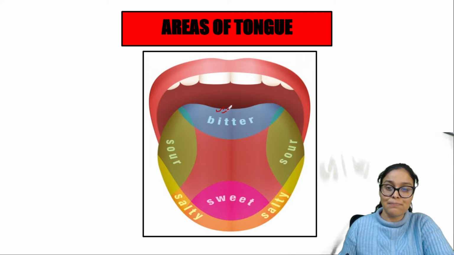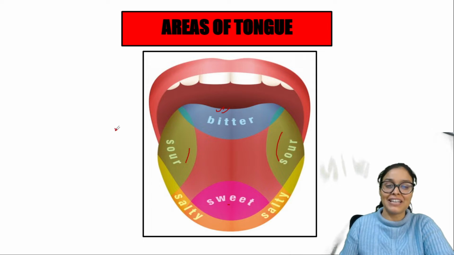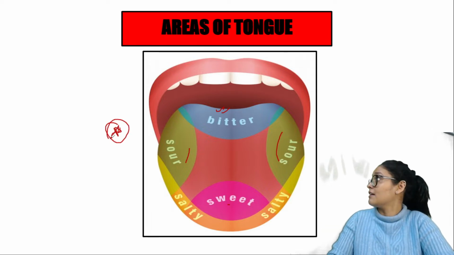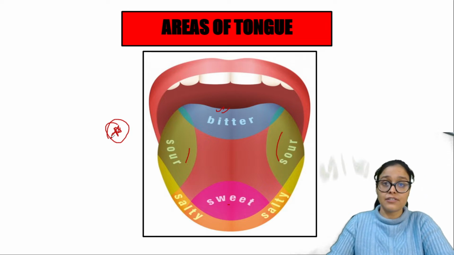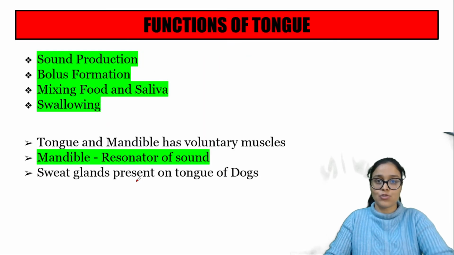So basically the base of the tongue is for bitter, it's for sour, the tip for sweet, the side for salty. So these are the areas of the tongue for the different senses of this particular taste, right?